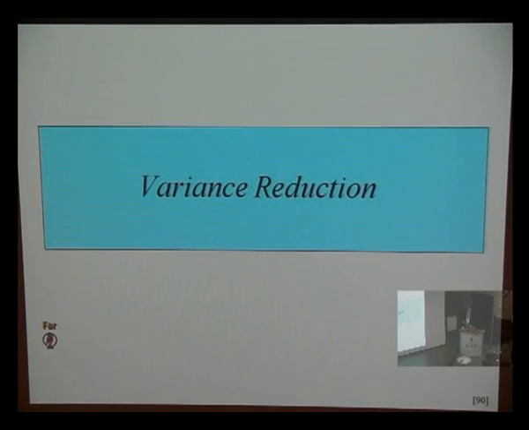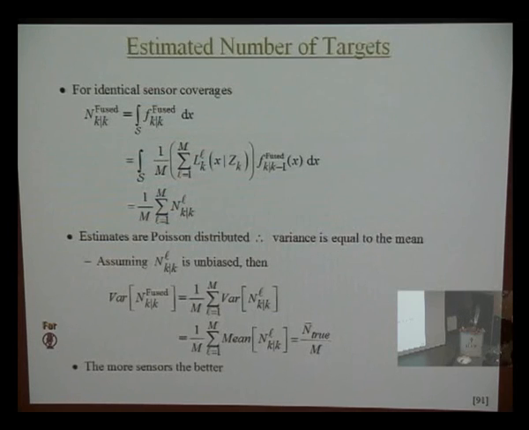Variance reduction. There is one thing I want to say about variance reduction, which is that one of the problems with the PHD filter, intensity filter, is that the mean is equal to the variance. I think I said that on like the first few slides. That's a problem. Where else do you have that problem? Any signal processors in the crowd? There must be. You want to estimate a power spectrum of a stationary signal?